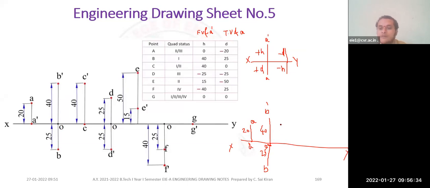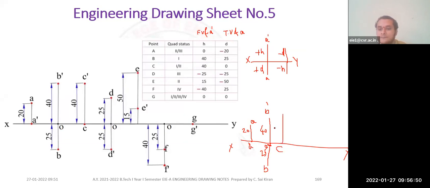Then I have to draw one more line. D is 0, so the D point lies here. Whenever D is 0, I have to write this small letter. So small letter C, I will be locating on my XY line. And H is positive. Whenever H is positive, it will be above the XY line.